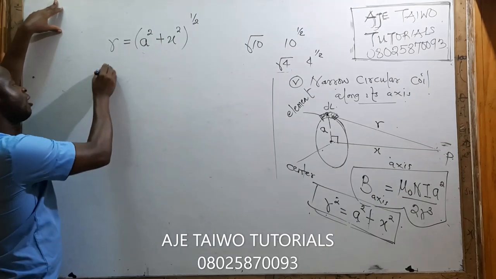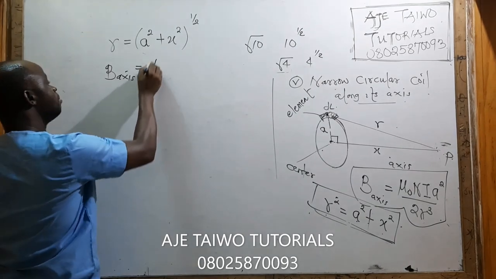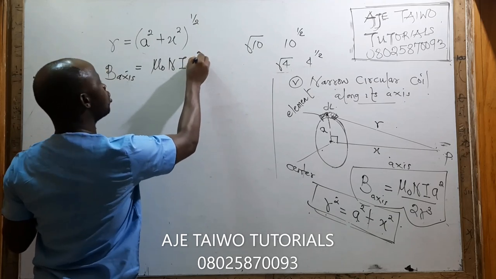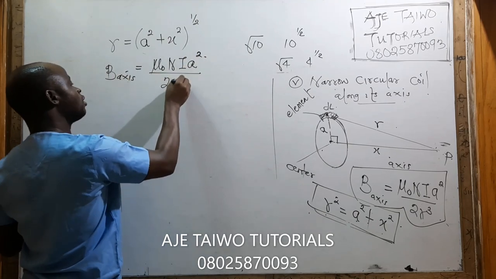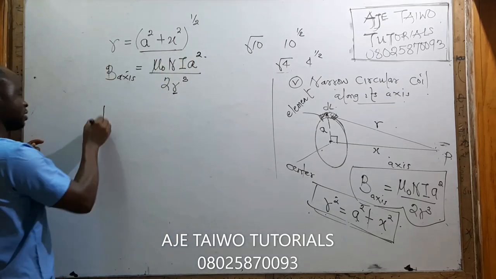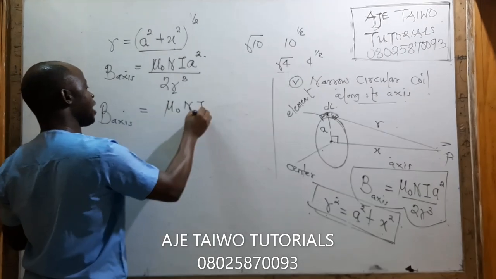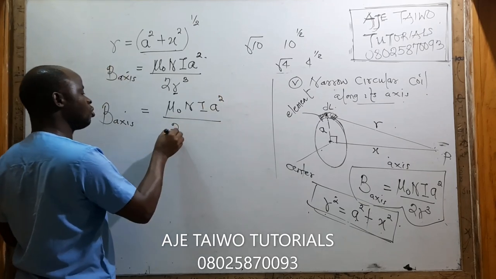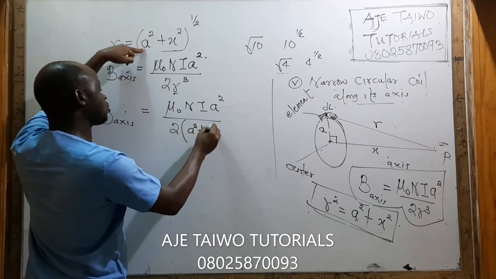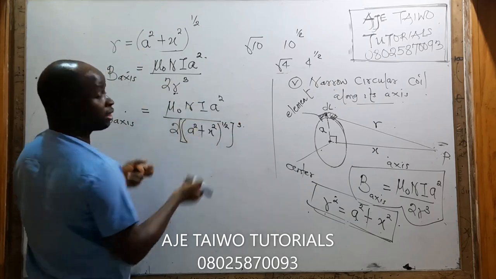Then from B along the axis, what's B on the axis? It is mu naught N I A squared all over 2 R cubed. So R is to the power 3. So replace the R with this. We have B along the axis will be mu naught N I A squared all over 2, and R is this: A squared plus X squared, all raised to the power of R, because it's carrying the power 3.